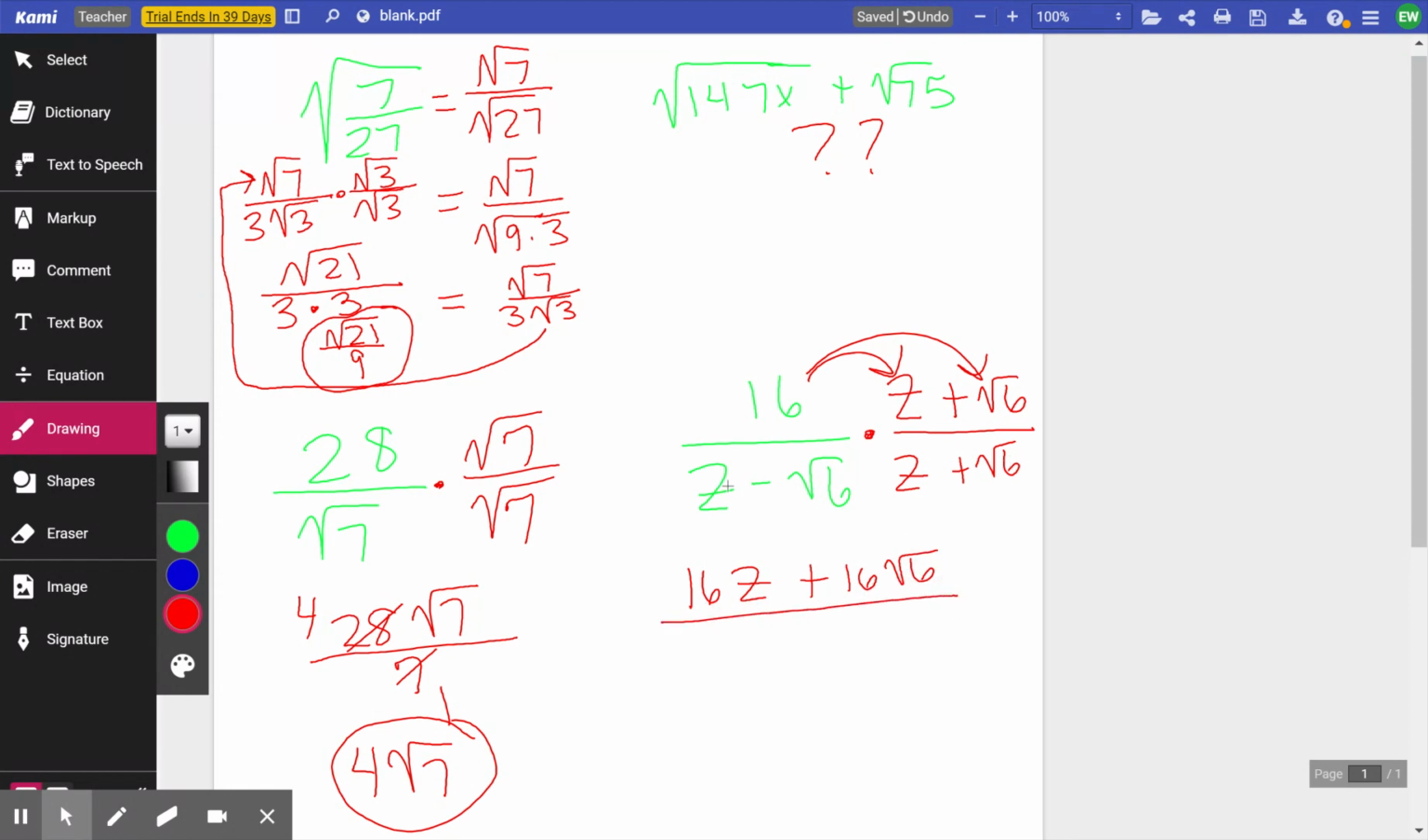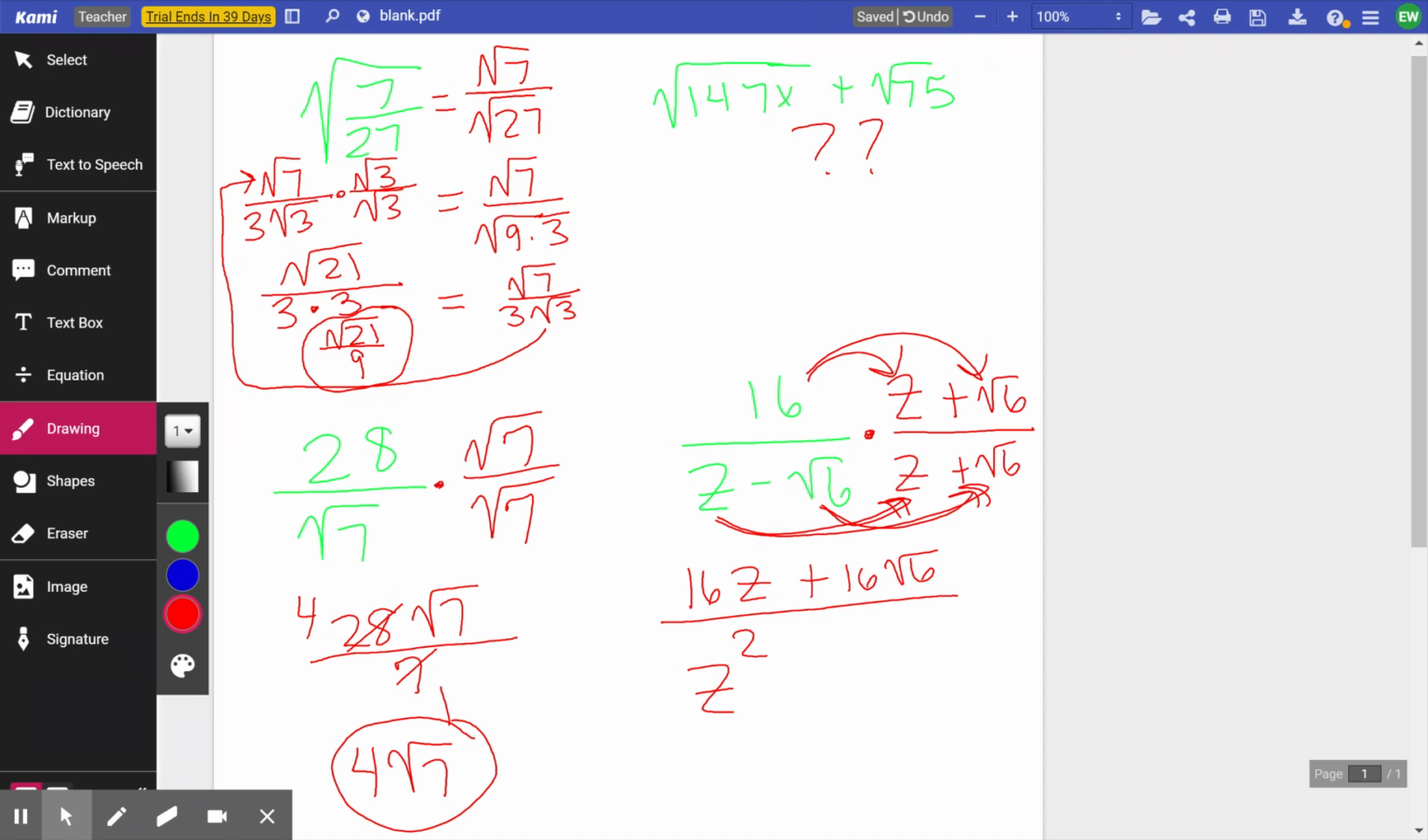Now in the denominator, once I do the distributive property all the way through, I'm going to skip some steps here. You should take your time and go through and multiply all 4. I know that when I multiply z times z, that's z squared. When I multiply z times this positive guy and z times that negative guy, they're going to cancel out.